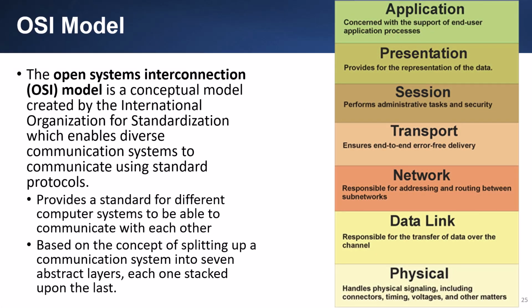The Open Systems Interconnection, or OSI model, is a conceptual model created by the International Organization for Standardization, which enables diverse communication systems to communicate using standard protocols. It provides a standard for different computer systems to be able to communicate with each other. It is based on the concept of splitting up a communication system into 7 abstract layers, each one stacked upon the last.